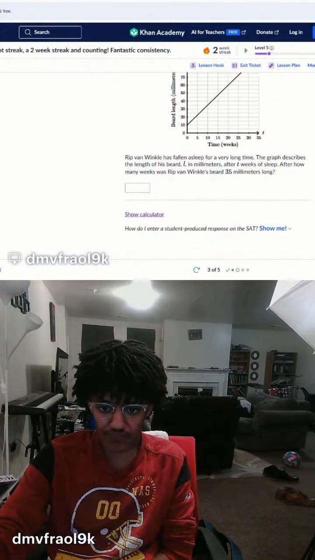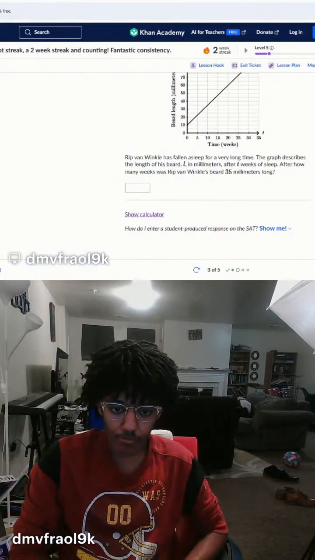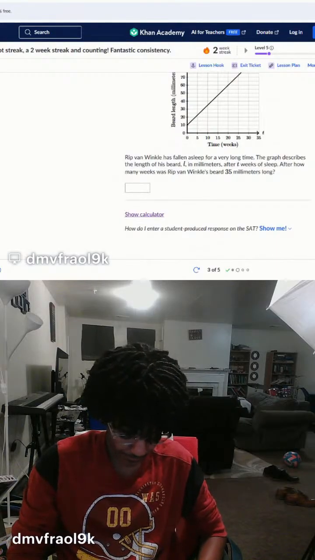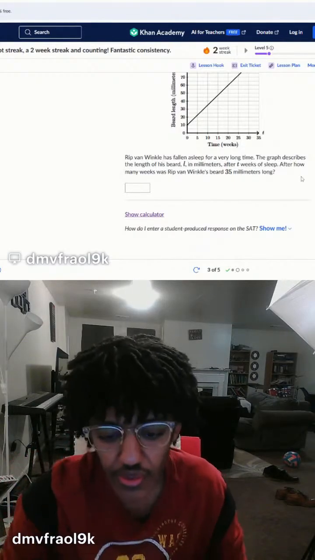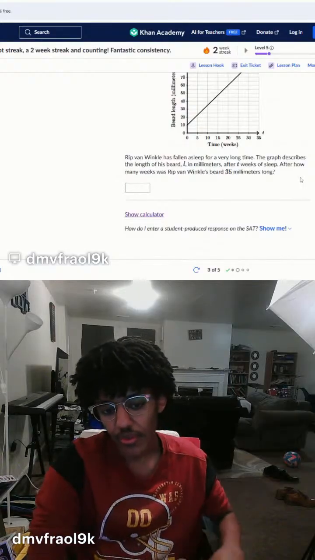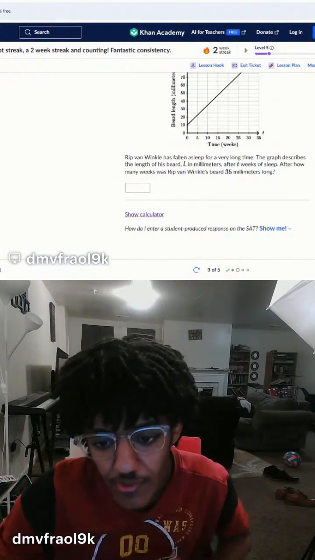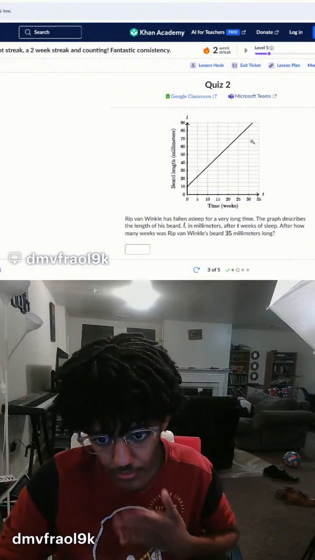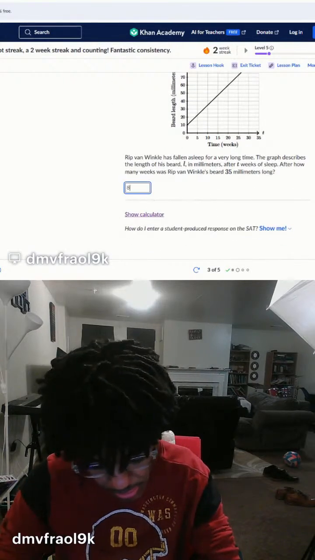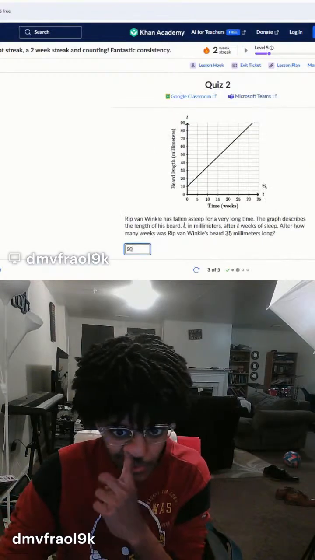Rip Van Winkle had fallen asleep for a very long time. The graph describes the length of his beard in millimeters after 10 weeks of sleep. After how many weeks was Rip Van Winkle's beard 35 millimeters? Longer?